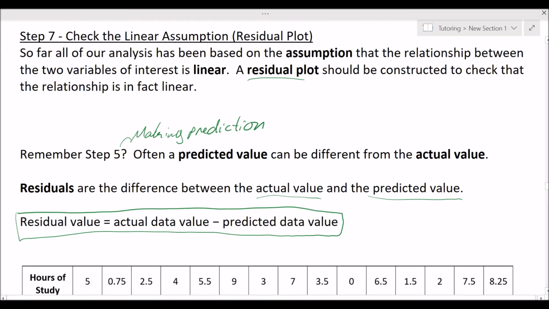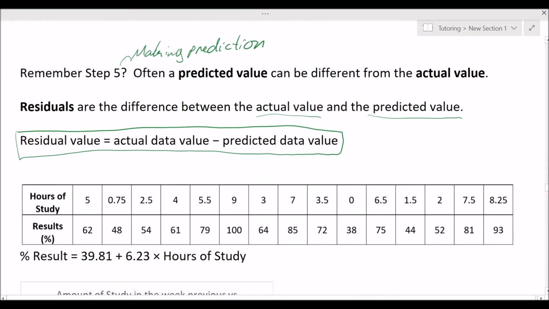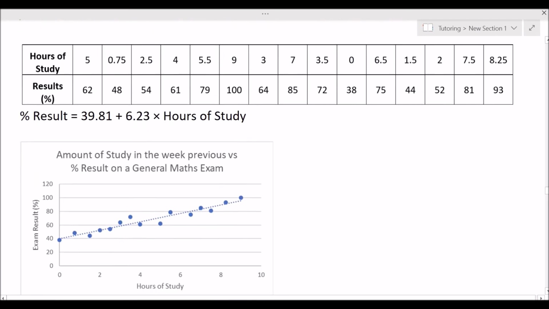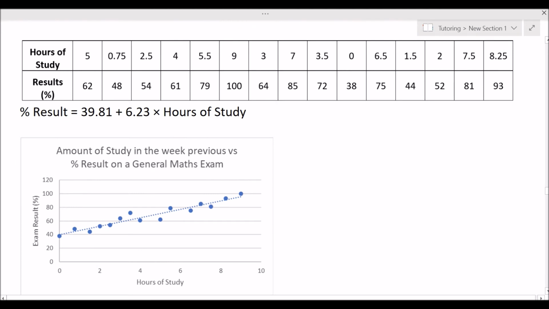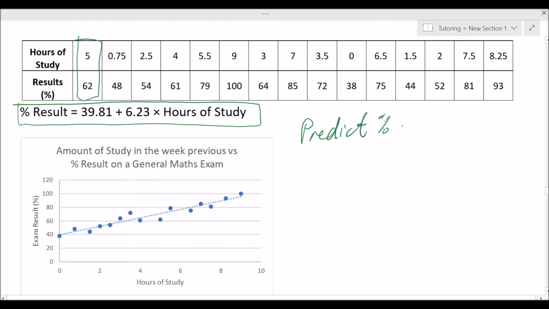Okay, so let's have a look at one of these examples. So if we go back to my example about hours of study versus results, here was our equation. Okay, let's make a prediction about someone who studies 5 hours. Let's use this first one as an example. Okay, so what I want you to do is to predict the percentage result of someone who has studied for 5 hours. Okay? Do that using the equation.